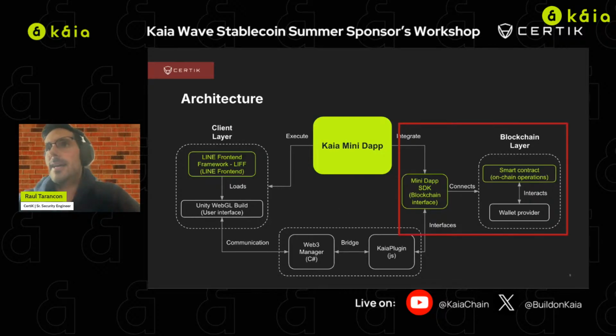On the right side, we have the Mini-Dapp. The key is basically like a blockchain interface. So this is the key. The key provides the users different wallet providers to connect the Kaia Mini-Dapp to the wallet. And with this wallet, the user can interact with the smart contracts and execute on-chain operations.